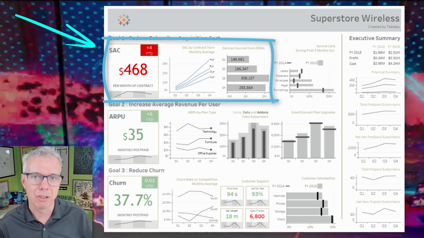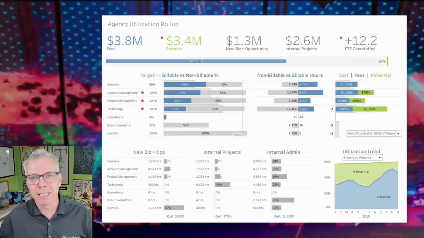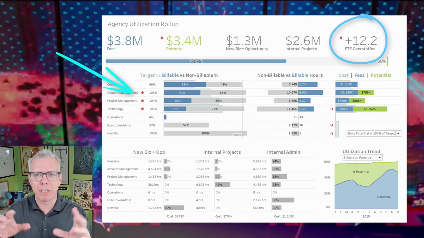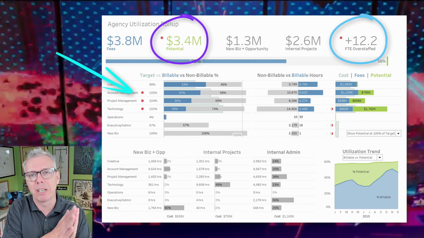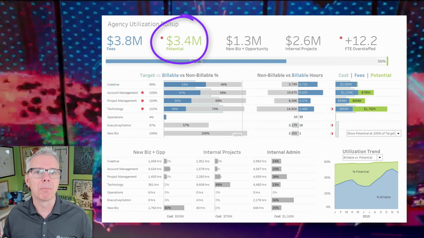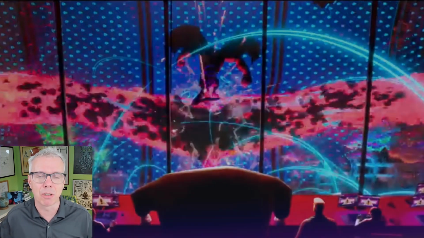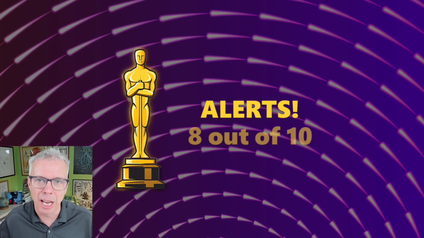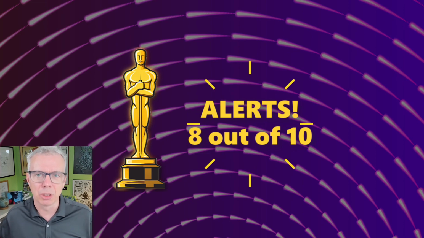Alerts draw attention to what you need to take action on. The second dashboard is slightly more subtle. It uses small red dots to show metrics and then aspects of those metrics that are causing the bigger problems. So using alert systems like Kingpin does in his control center is really vital. So I'm going to give this one 8 out of 10 for understanding you need to draw attention when things are going wrong.